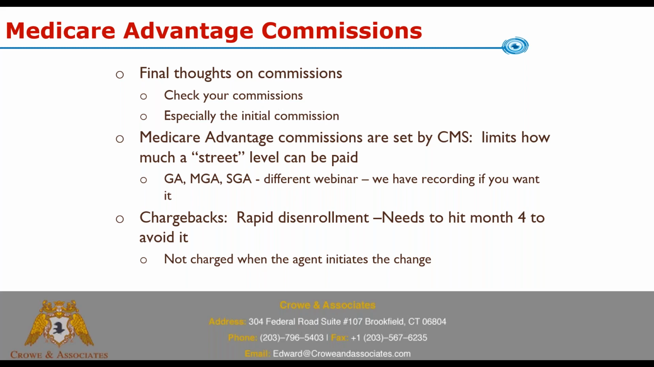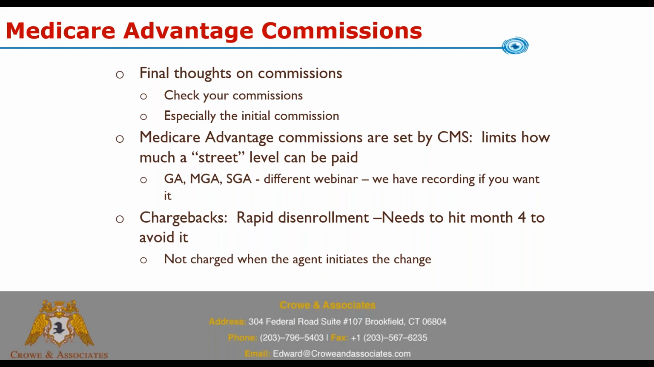And as I mentioned, Medicare Advantage commissions are set by CMS, so it limits how much a street level can be paid. However, if you're a GA, MGA, or SGA, you get paid money above street. I have a webinar on that where I go through the details. I won't today because of the length of this webinar, but I have that information available. Certainly, you could just call our office and ask for the webinar, or you can Google youtube.com Crow and Associates. All our webinars are on YouTube, so you can find it that way too if you want.